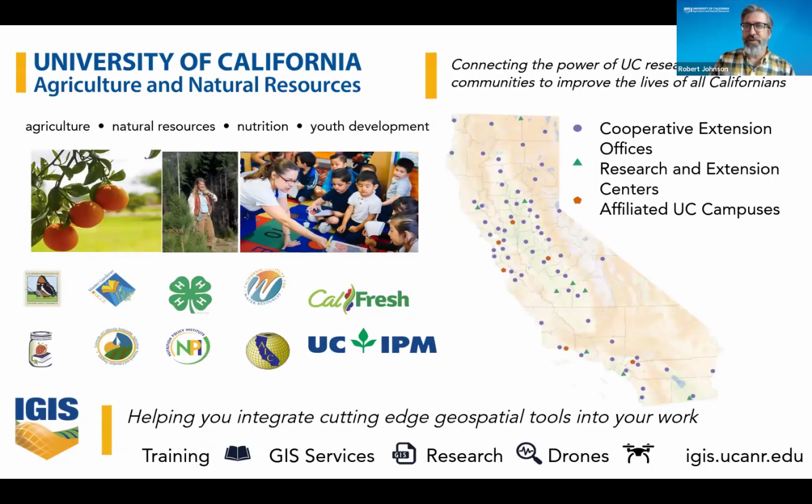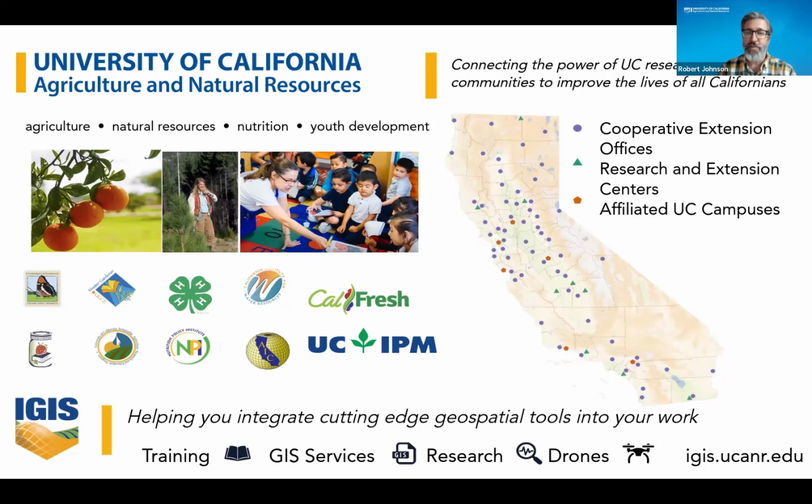First thing we like to do at all of our workshops is give a little background about who we are and a little bit about the University of California's Division of Agriculture and Natural Resources, which IGIS is a part of. So ANR is, we like to think of it as, the public outreach arm of the University of California. We are here to disseminate all of the research that's going on at the UC to the people in the local communities and around the state.